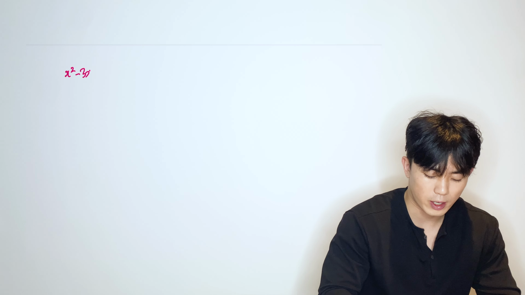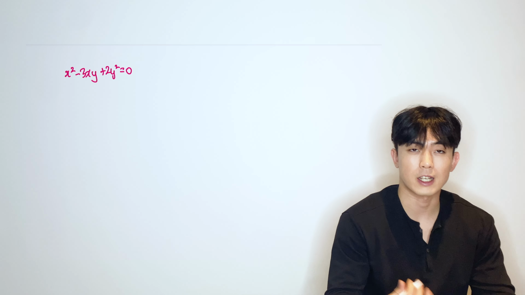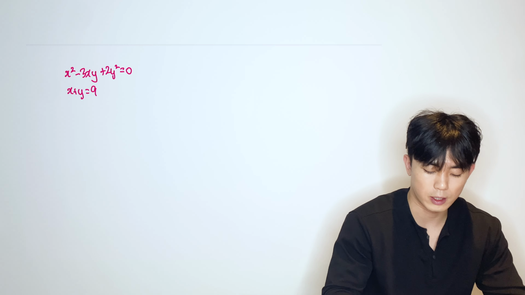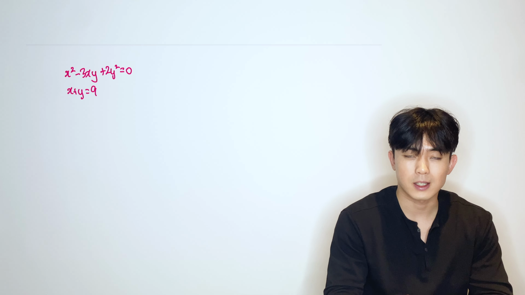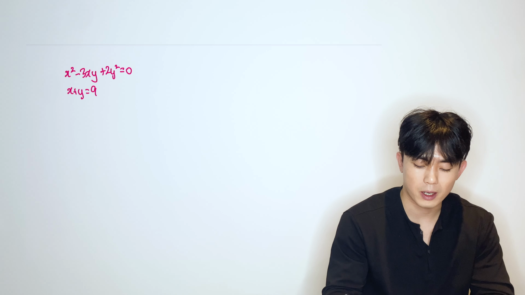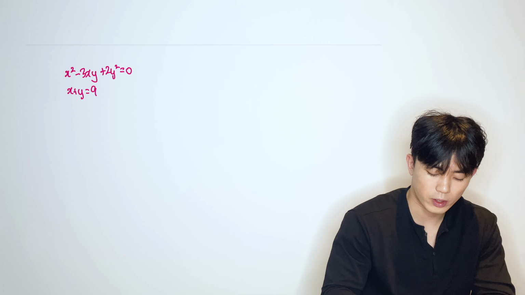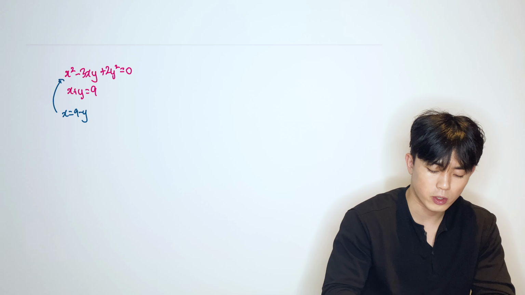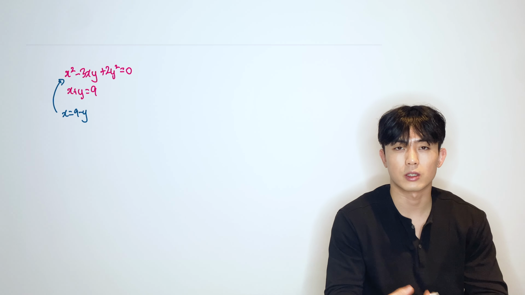So let's say we have x squared minus 3xy plus 2y squared is equal to 0. So this is our quadratic equation. And then we also have x plus y is equal to 9. So this is a linear one. As I said, you can only use substitution. So let's go about rearranging this to find x. I can say x is equal to 9 minus y, which I'll now substitute into this original quadratic equation.